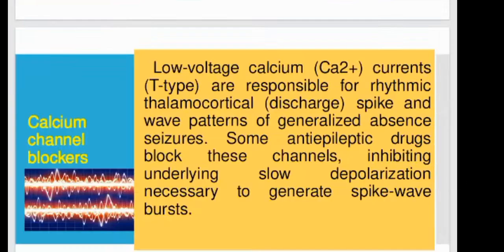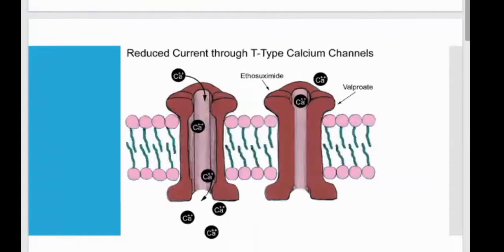For the calcium channel blockers, low voltage calcium currents, T types, are responsible for the rhythmic thalamocortical discharge, the spike and wave patterns, of generalized absence seizures. Some antiepileptic drugs block these channels, inhibiting the underlying slow depolarization necessary to generate spike wave bursts. This one is the diagram of the T-type calcium channel.